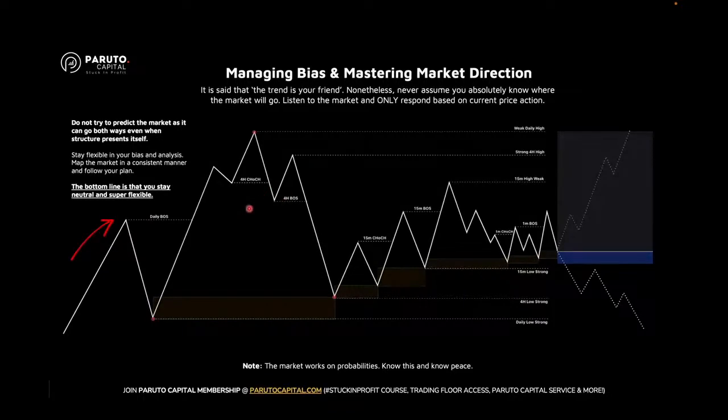So you must stay flexible in your bias and analysis. You've done your analysis, but you must always also stay flexible. And the bottom line is that you must stay neutral and super flexible when actually trading. Trading is going to demand a lot in terms of your psychology. How you think is going to challenge your thinking. But if you're willing to stick and really get your act together, get your psychology right, get your strategy right, get your execution right, and get all of these things right, I can tell you that you will definitely succeed.